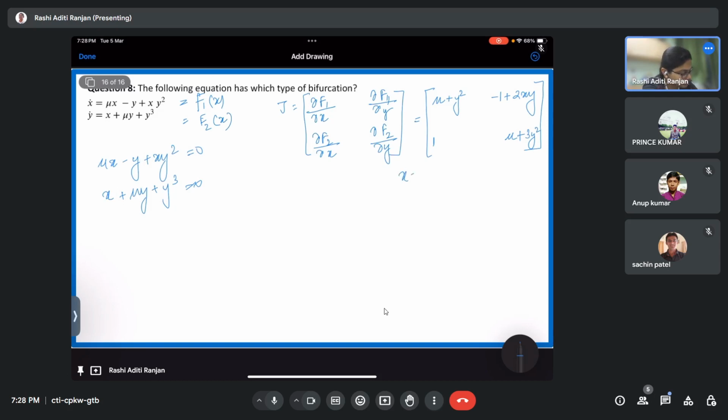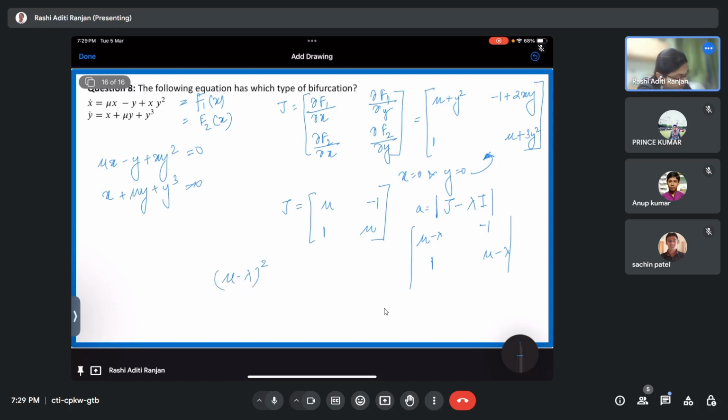I'll put x equals 0 and y equals 0 in this matrix. Then I have Jacobian as mu minus 1, 1, mu. So this is my Jacobian matrix. Now, if I want to know what the eigenvalues are, so that I may know how the system's stability is changing, I'll find the determinant of, let us say that this is some A. Okay, J minus lambda I, which would give me mu minus lambda, minus 1, 1, mu minus lambda. The determinant would be equal to mu minus lambda whole square plus 1 equals 0.